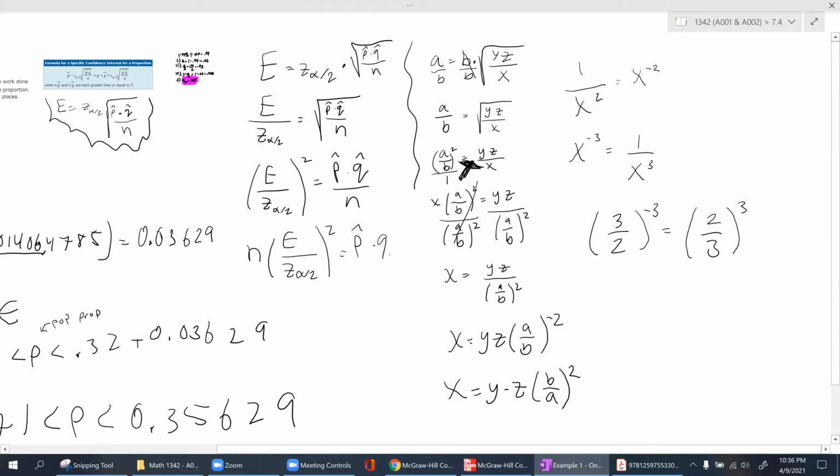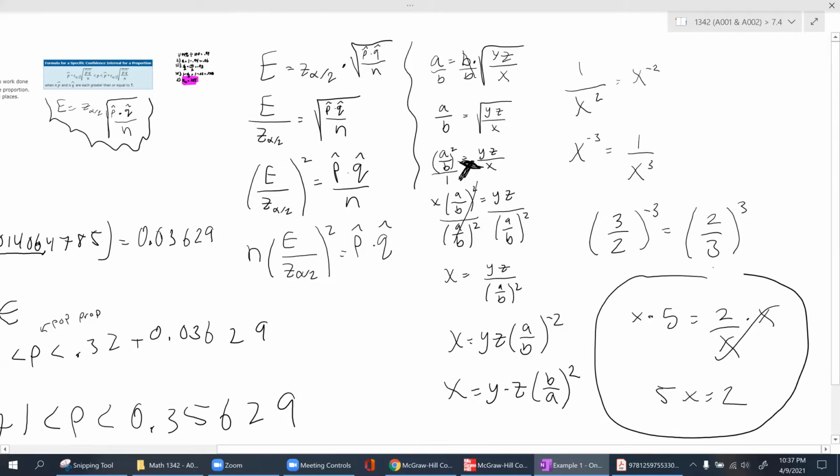So this here would give me n times e over z subscript 2, squared, is equal to p hat times q hat. Another way you can see this is, hey, I have 5 is equal to 2 over x. You don't want no fraction, so you can multiply both sides by x, leaving you with just 5x is equal to 2. Go ahead and see it that way as well.